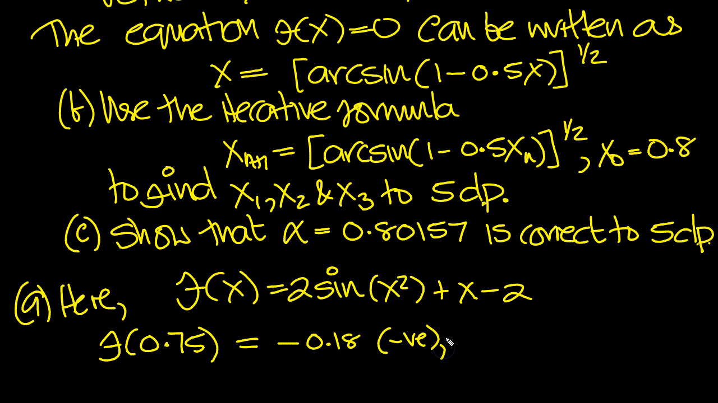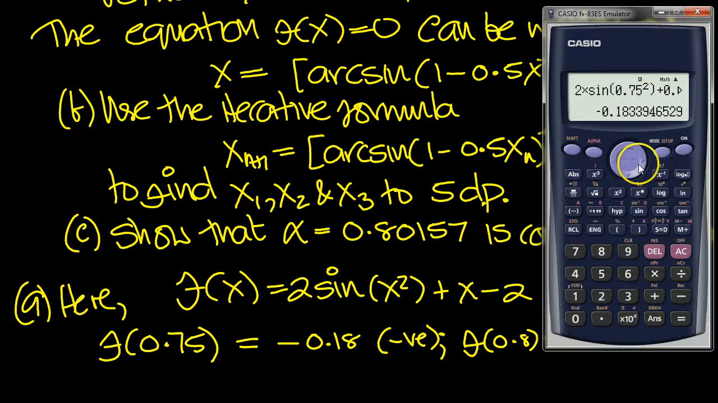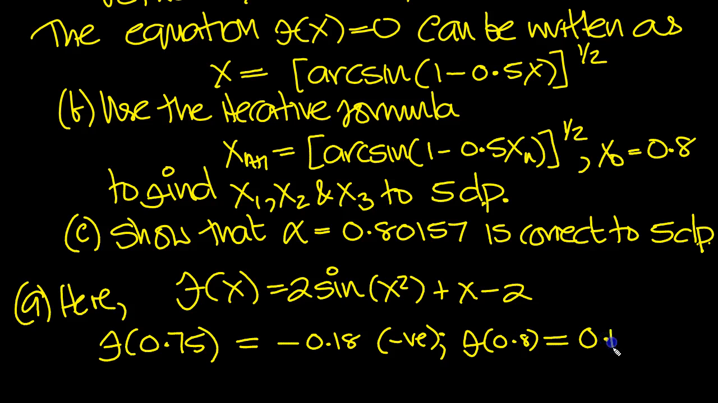On the other hand, f of 0.85 now, tap that in the calculator. All we need to do is toggle back here and change the 0.75 to the input value of 0.85 in 2 places. And then we get 0.17, which is a small positive. So there's a change in sign.